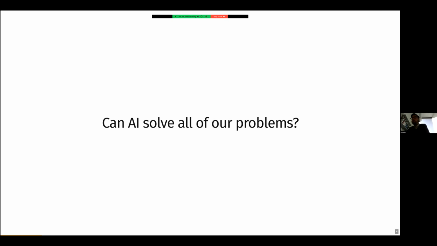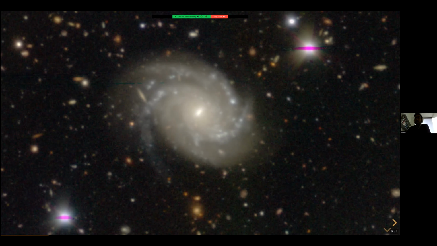So one question that we may want to ask is, well, if the data becomes so complicated, is this a task that AI can help us with and solve essentially all of our problems? So obviously, AI is not going to answer all of the problems, but it's still a very powerful tool with its limitations. And one of the things that I want to show you here is an example of those limitations.